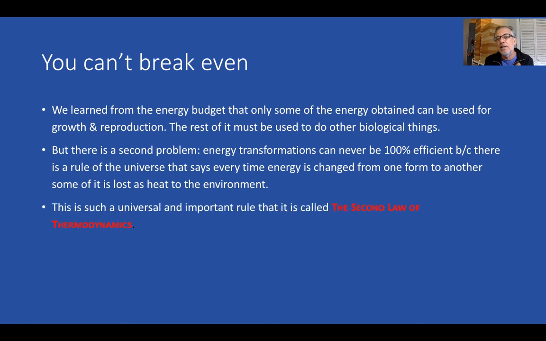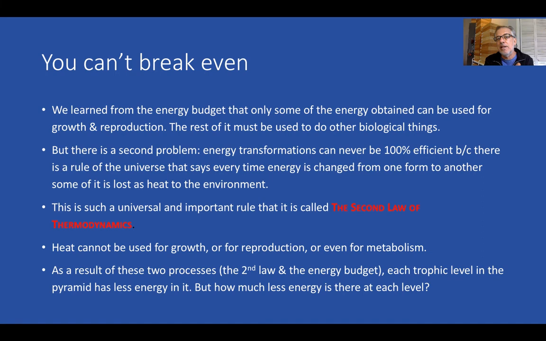This is such an important observation that it's called the second law of thermodynamics. That every time there's a transition from energy from one form to another, some is lost as heat. And the important thing to know about heat is that heat can't be used for growth or for reproduction or even for metabolism. As a result of these two processes, the second law and the energy budget, each trophic level in the pyramid has less energy in it. But how much less energy is there at each level? Is there a general rule we can find out?